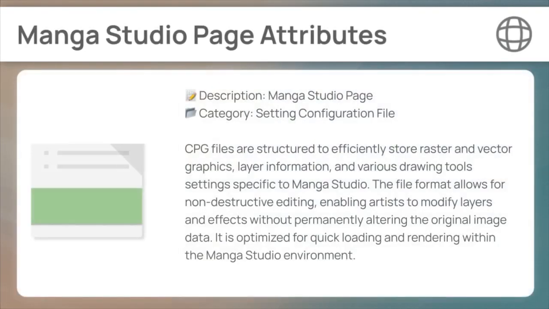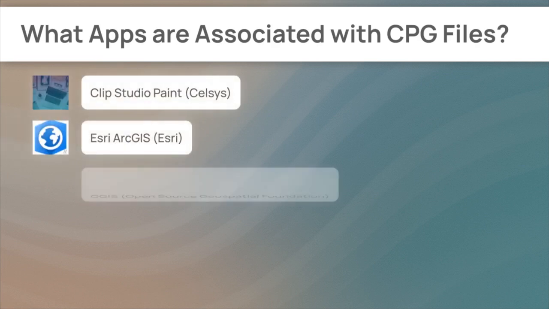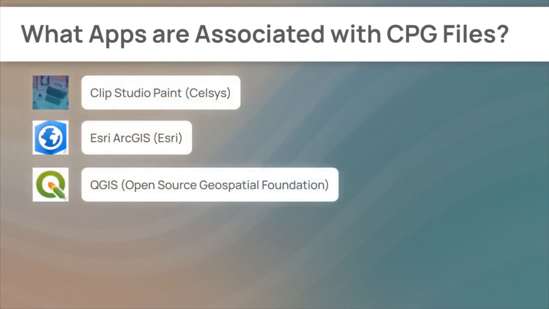CPG files are structured to efficiently store raster and vector graphics, layer information, and various drawing tool settings specific to Manga Studio. The file format allows for non-destructive editing, enabling artists to modify layers and effects without permanently altering the original image data. It is optimized for quick loading and rendering within the Manga Studio environment. The native handling utility for CPG files is Clip Studio Paint by Celsius.